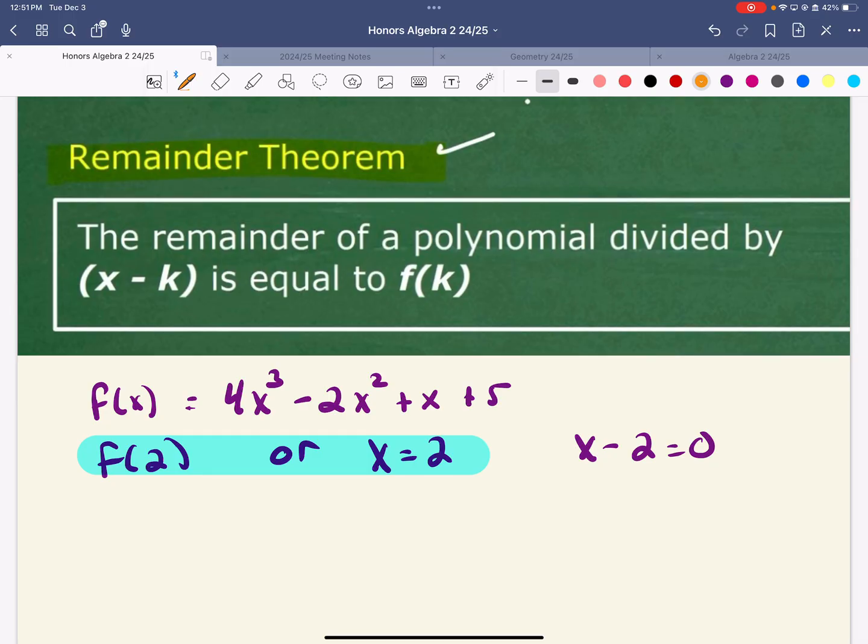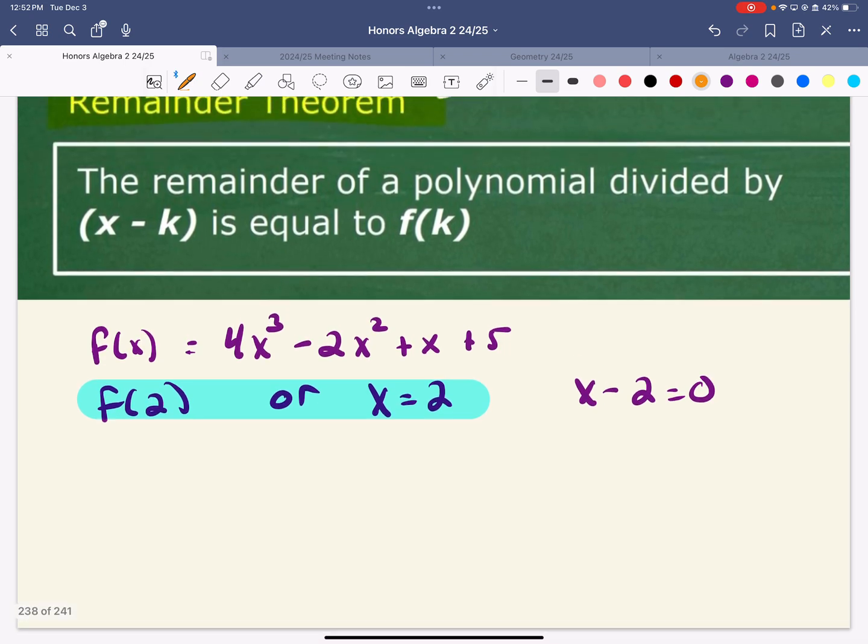But this question can be written in a couple different ways. You can say, what's our solution of f of 2? That's one way to write it. What's the solution to this if x is equal to 2? Or what is the solution to this if a factor of it is x minus 2 equals 0? So there are 3 different ways you can answer this. And we're going to use synthetic division to do this.